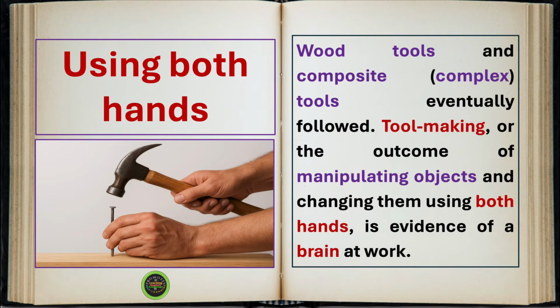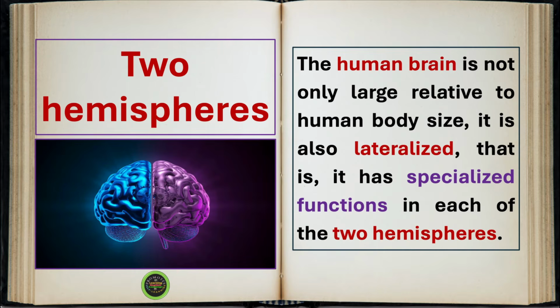Using both hands, wood tools and composite, what we call complex tools, eventually followed. Tool making, or the outcome of manipulating objects and changing them using both hands, is evidence of a brain at work. We continue our discussion. 2 hemispheres. The human brain is not only large relative to human body size, it is also lateralized. That is, it has specialized functions in each of the 2 hemispheres. We move on to the next part of our discussion.